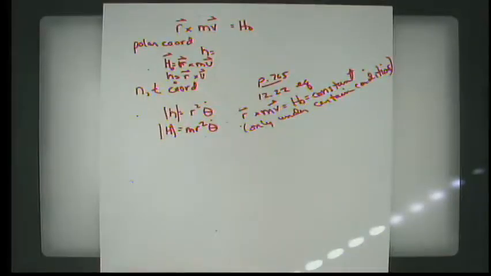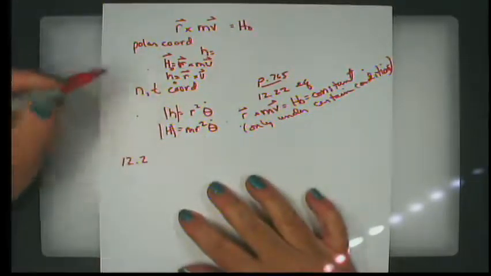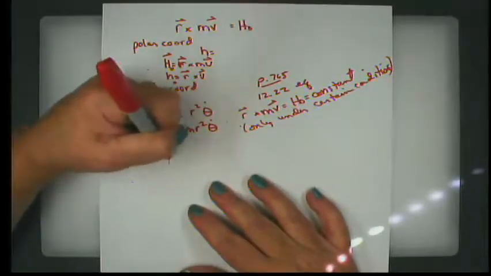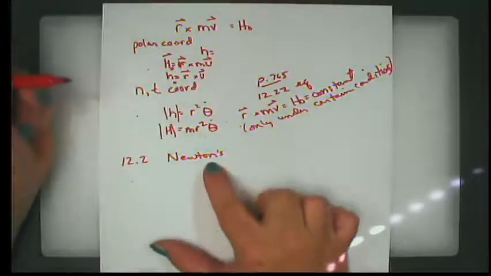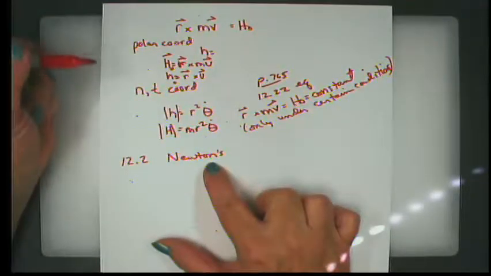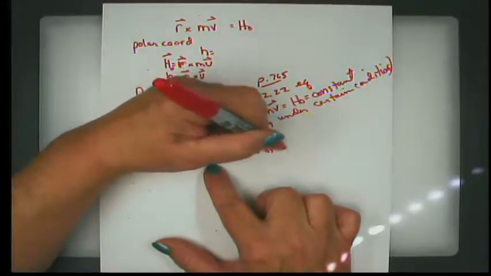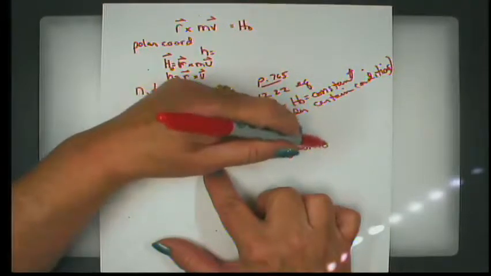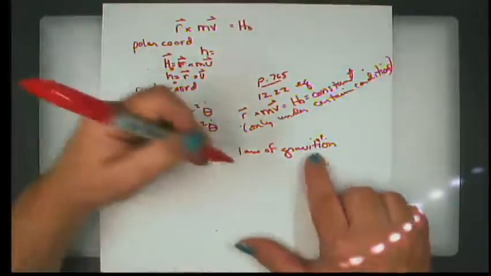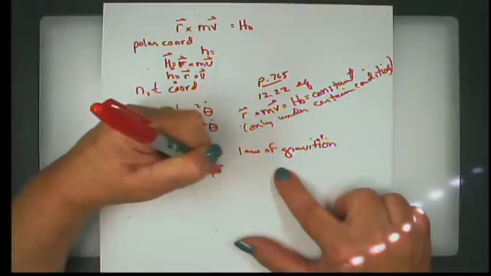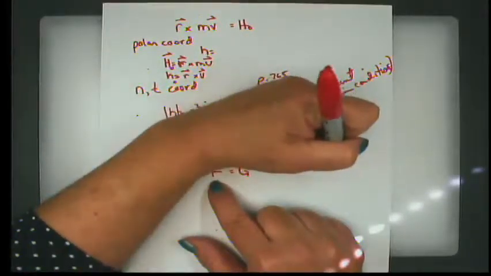All right, now the next part of section 12.2 discusses a direct consequence of angular momentum conservation under a central force. But we talk about Newton's law of universal gravitation, which is extraordinarily useful. Gravitation. There we go. And it tells us that the magnitude of the force of gravity is equal to capital G, which we're going to talk about in just a minute.